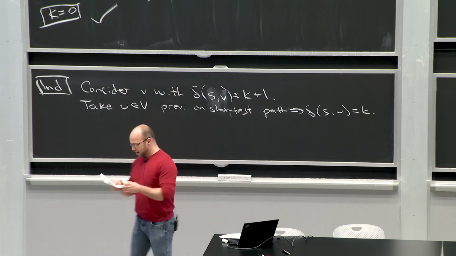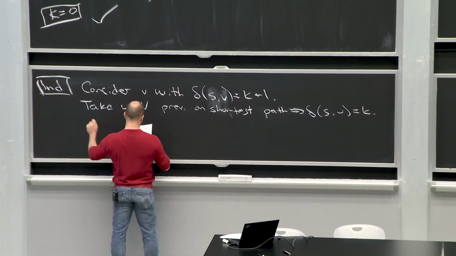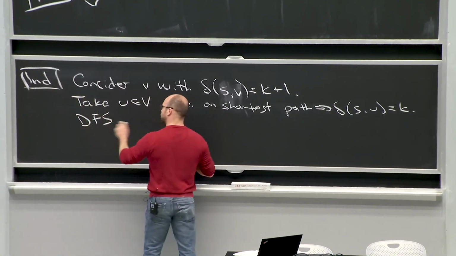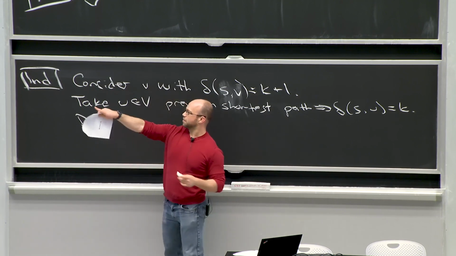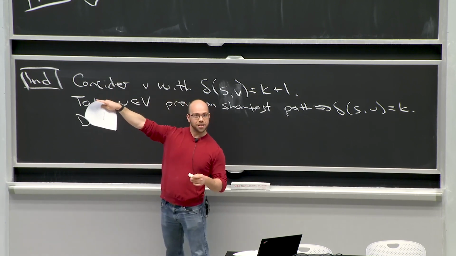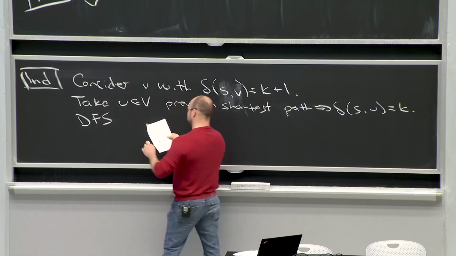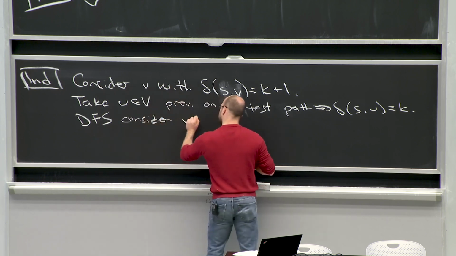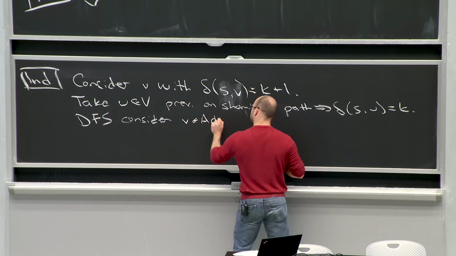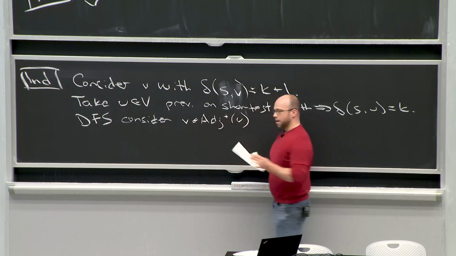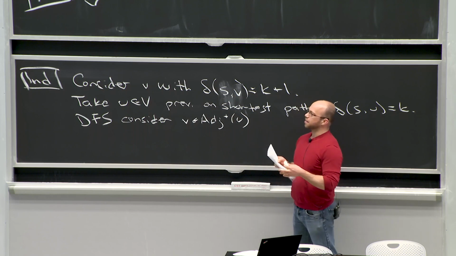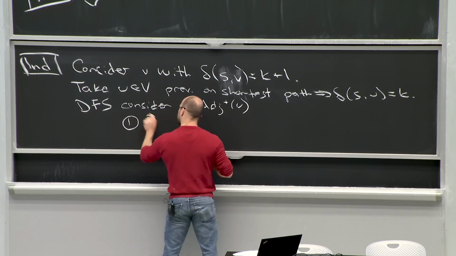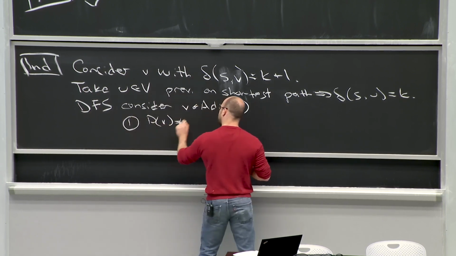Right, so when we visit U, we know that when we call this visit function, V, by definition, is in ADJ plus of U. So in particular, DFS is going to consider V when it gets called. Okay? And now there's two cases. Either when this happens, P of V does not equal none.